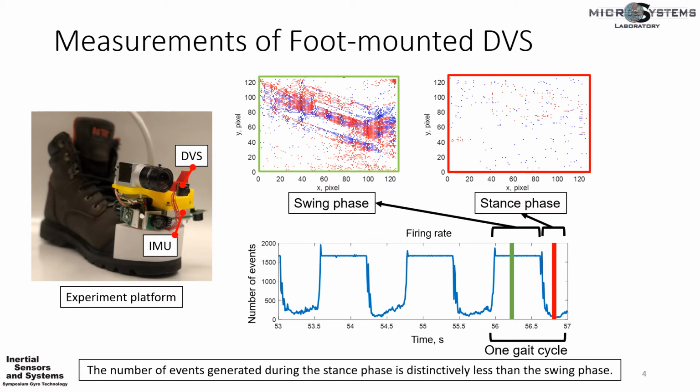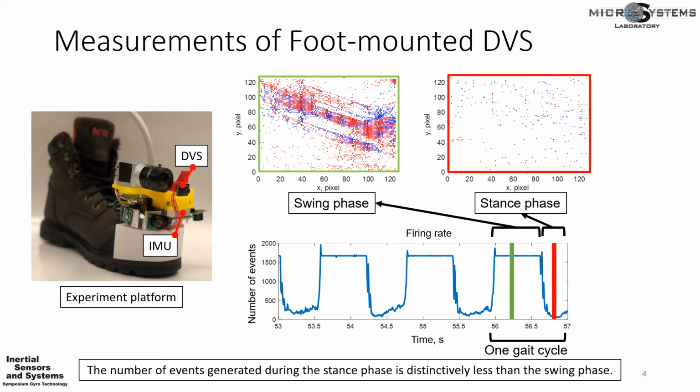We observe that the firing rate increases during the swing phases and decreases to a low value during the stance phases. The image with the green frame shows a DVS image taken during the swing phase, and the image with the red frame shows a DVS image taken during the stance phase. We can see that the number of events generated during the swing phase is much higher than in the stance phase.